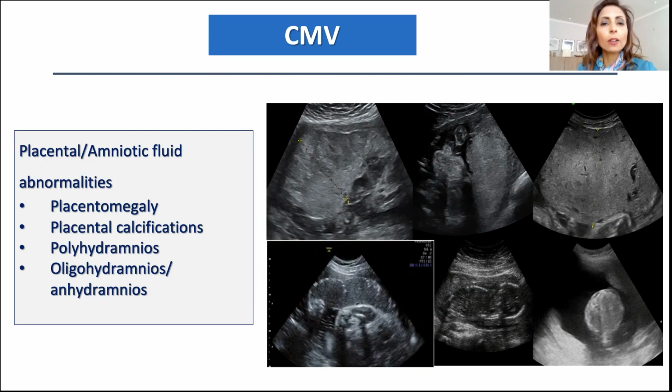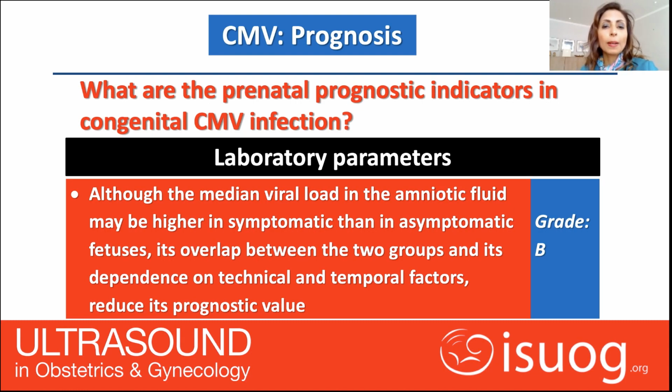Abnormalities of the placenta or the amniotic fluid volume include thick placenta, placenta calcification, oligohydramnios, and rarely polyhydramnios. What about the value of laboratory parameters?